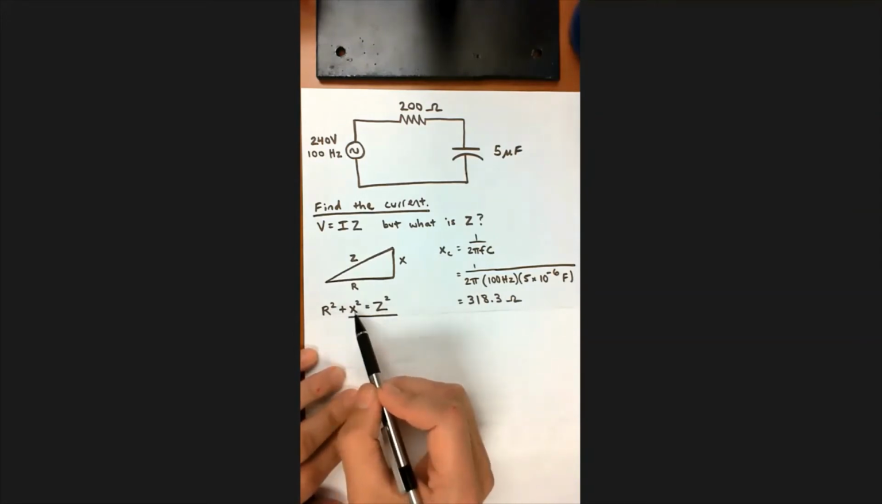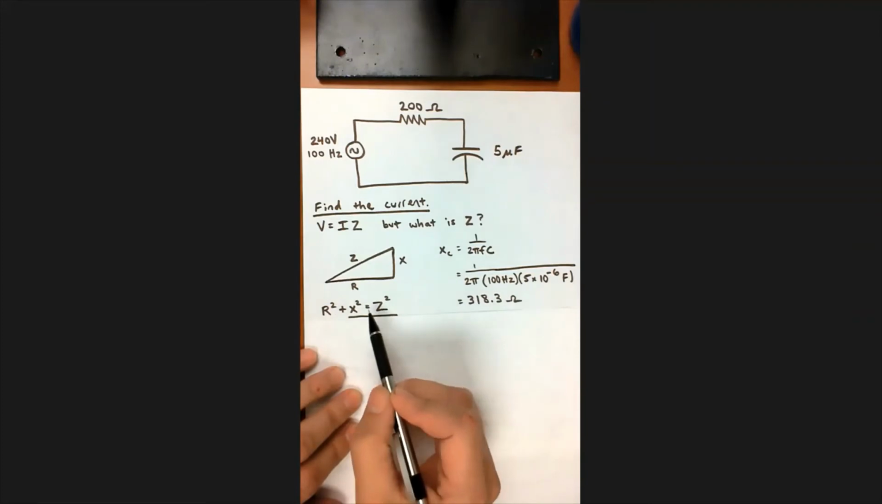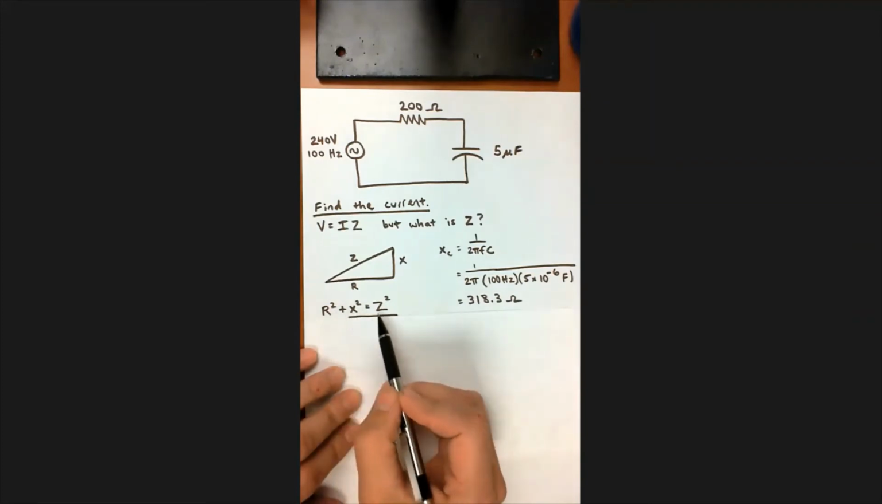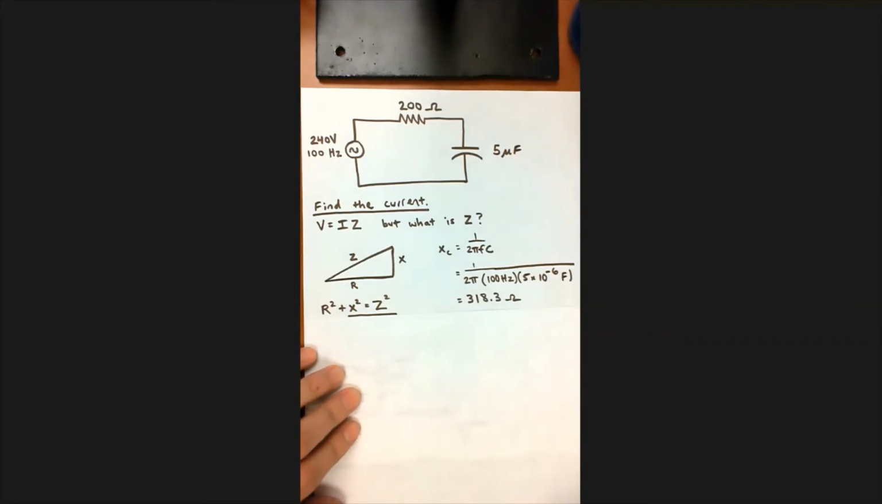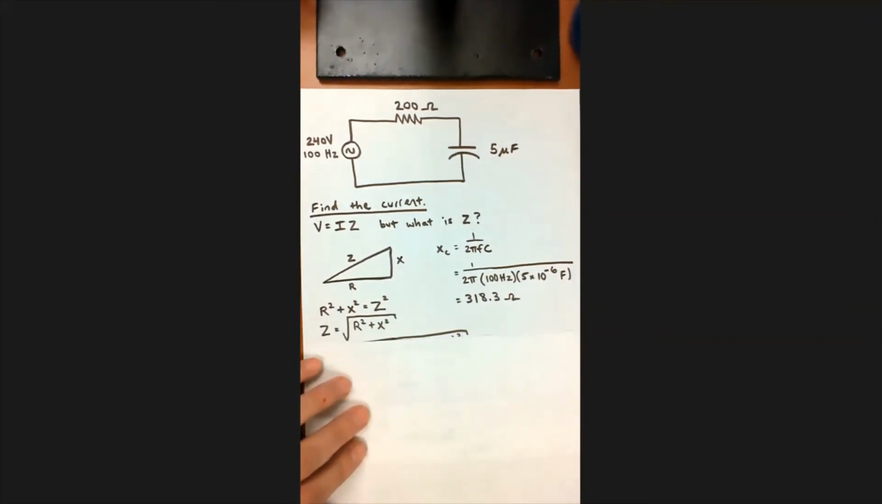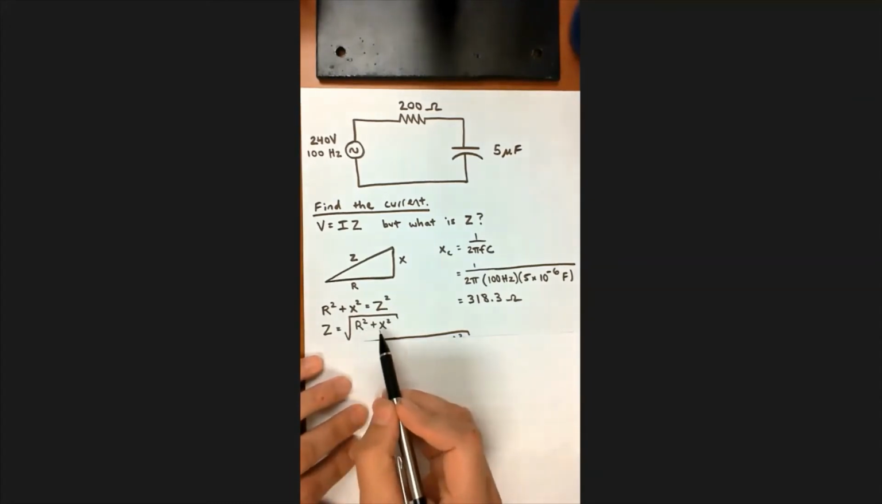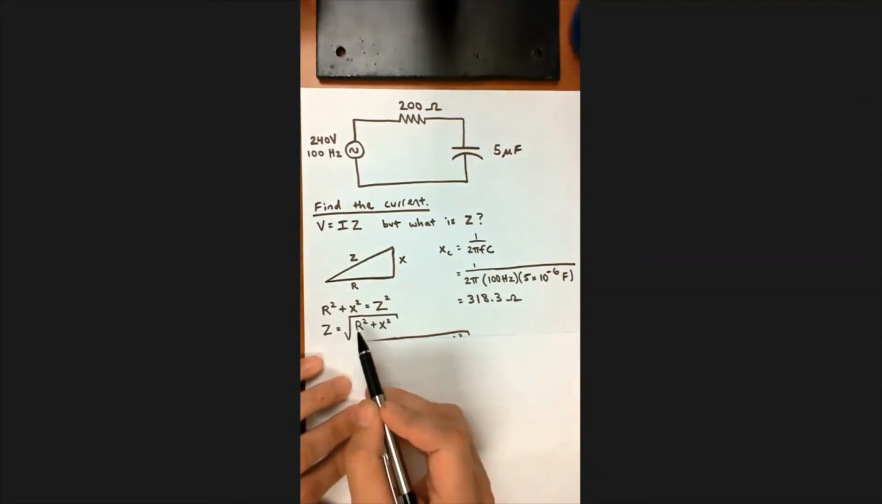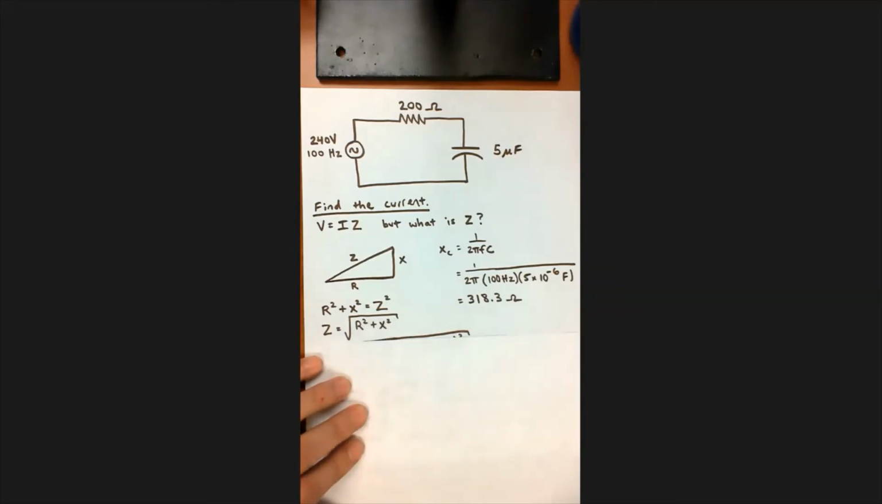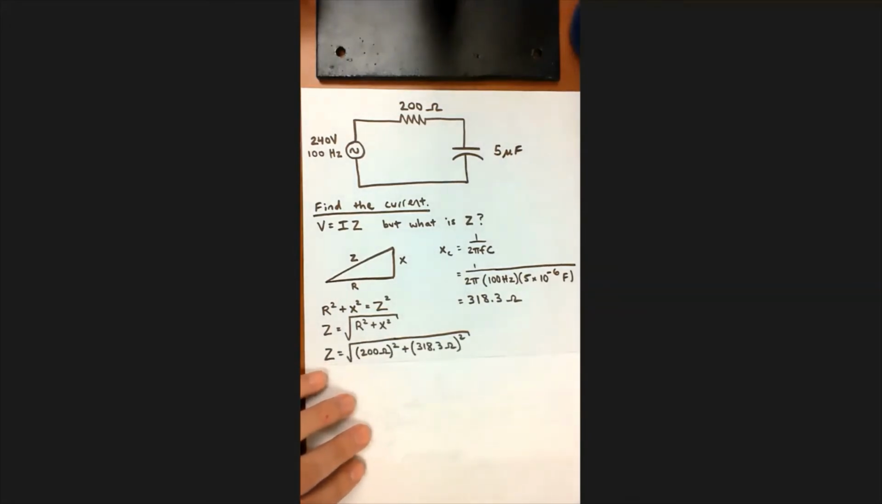So a squared plus b squared equals c squared. In other words, r squared plus x squared equals z squared. But we want z, not z squared. So take the square root of both sides, and you get z equals the square root of r squared plus x squared. Now we can plug in for R and plug in for X. Make sure you square them.